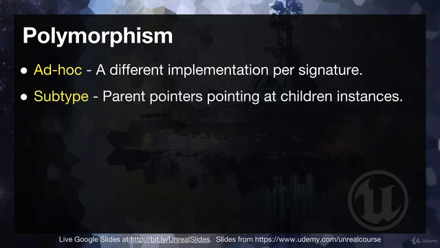Then we have subtype polymorphism. Now, this is a clever one, and it's quite a clever one in C++, where you can have parent pointers that point at instances of the children classes, and they can be passed around and used in functions as if they were the parent pointers, but they behave like the children. So that's a very interesting type of polymorphism.